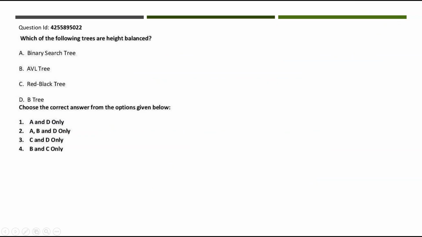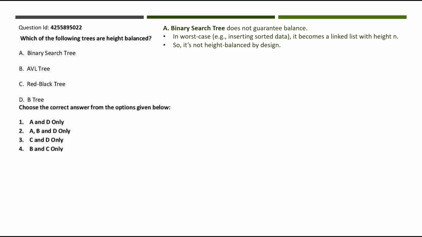Next question. Which of the following trees are height balanced? Actually from the options we definitely know AVL tree is a height balanced tree. So we will see the options one by one. Let's start with binary search tree. Binary search tree does not guarantee balance. In the worst case, for example inserting sorted data, it becomes a linked list with height n. So it is not height balanced by design is what they say. So definitely binary search tree will not be a part of the answer.